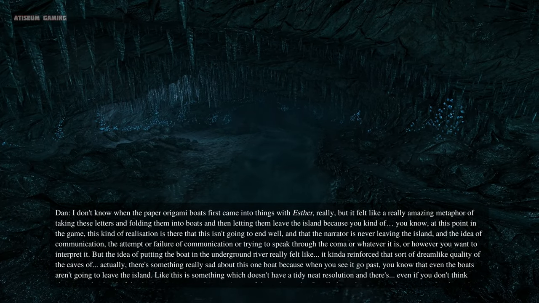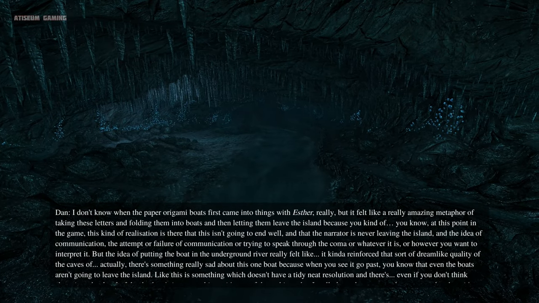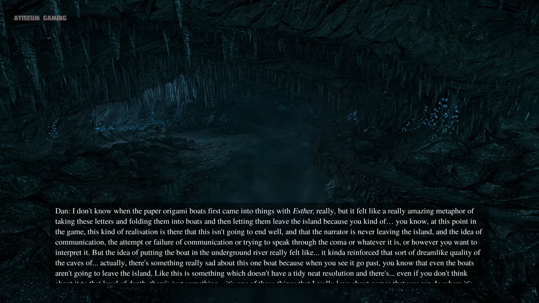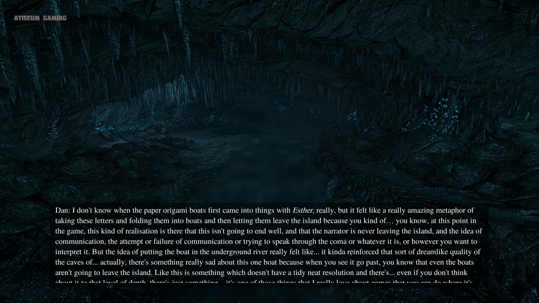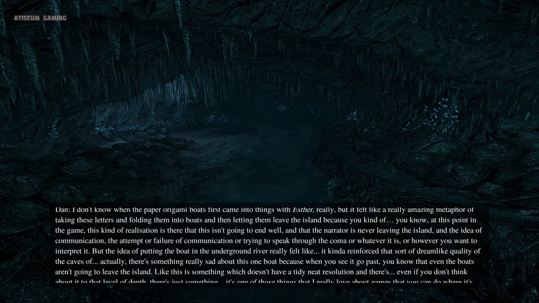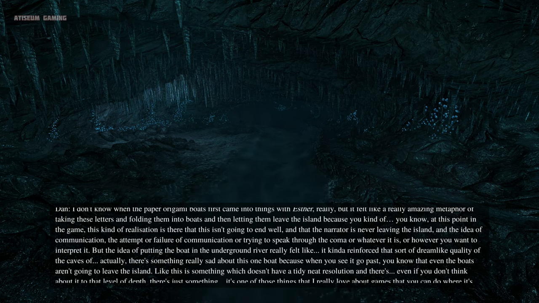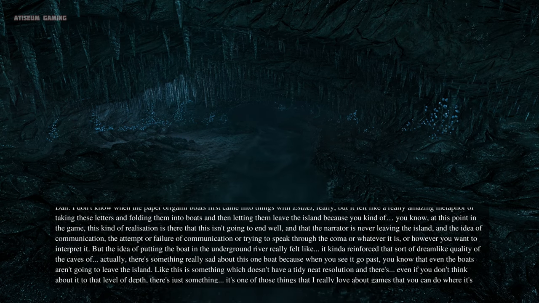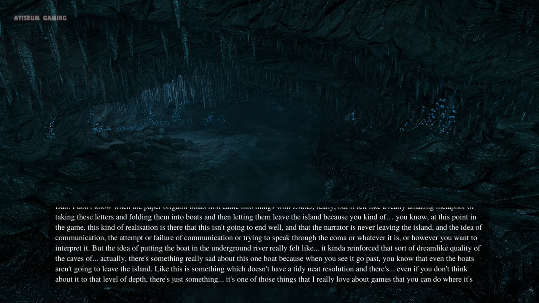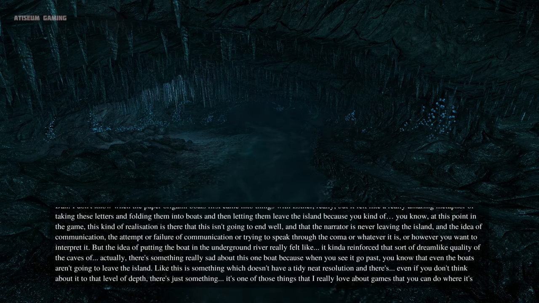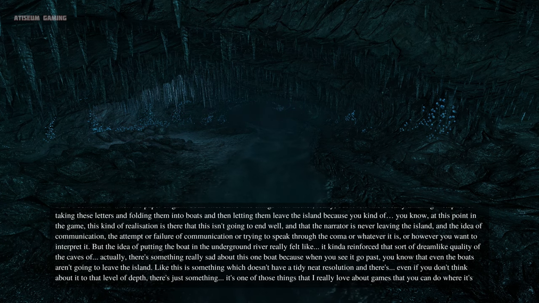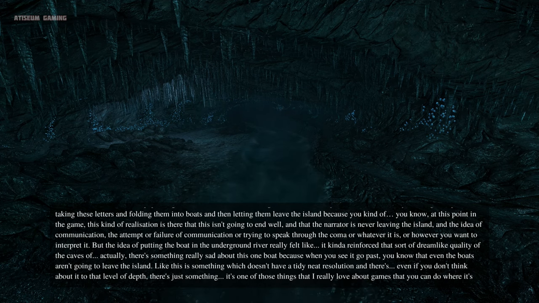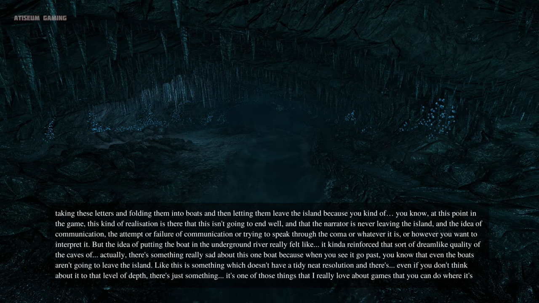I don't know when the paper origami boats first came into things with Esther, really, but it felt like a really amazing metaphor: taking these letters and folding them into boats and then letting them leave the island. Because at this point in the game, the realization is there that this isn't going to end well, and that the narrator is never leaving the island. And again, the idea of communication, or the attempt or failing of communication, or trying to speak through the coma, however you want to interpret it.